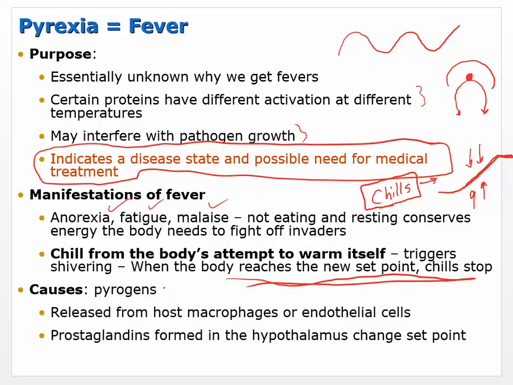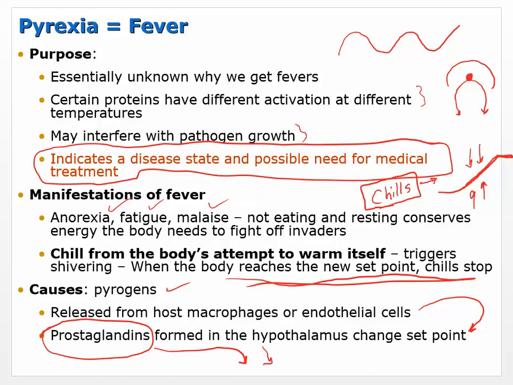Okay, so what causes this? Pyrogens. There are chemicals called pyrogens that are released from macrophages or endothelial cells that say, hey, we're going to raise the body temperature. Prostaglandins formed in the hypothalamus will change the set point. This is another reason why aspirin and NSAIDs can reduce fever, because they block the production of the prostaglandins, and that will cause the fever to drop.